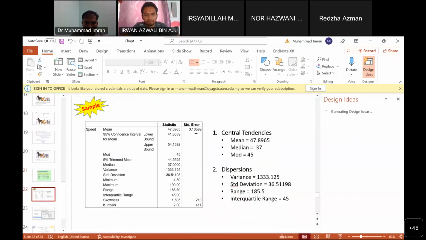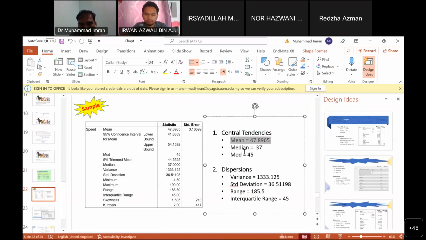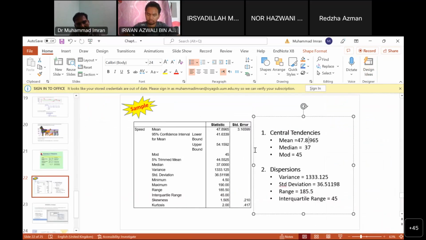Okay, and these are the values you can see here. Mean, 95% confidence interval lower bound here. Mean is 147. Mode 37. Variance is here. Standard deviation is this one, 36. It means 36 plus or minus from the mean. This is our mean. Oh, very sorry.